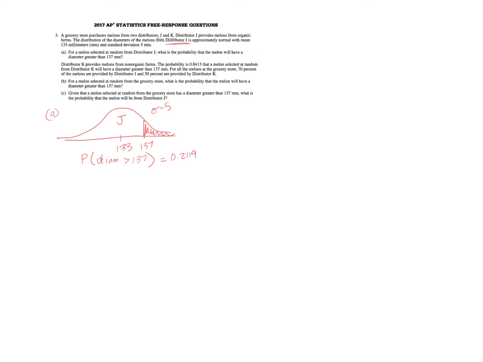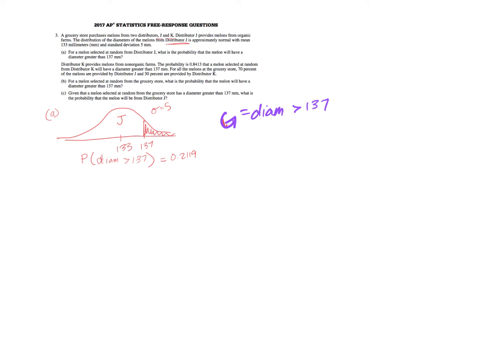distributor K provides melons from non-organic farms. The probability is blah, blah, blah. The watermelon selected at random will have a diameter greater than 137. So we're talking about this diameter greater than 137 again. Are you guys with me? Are you guys cool if I start saying, what if we started thinking about a probability event G? And G represents a diameter greater than 137. Does that make sense?